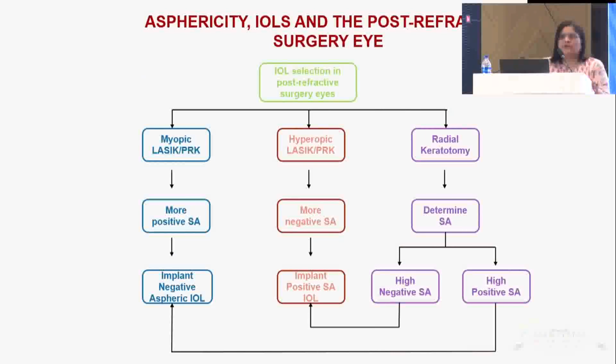This is the formula that we have been using for IOL selection in post-refractive eyes. We have the myopic LASIK if it was there, and if you have more positive SA, you would like to implant a negative spherical aberration IOL. And if it was a more negative SA in hyperopic LASIK, implant a positive spherical aberration IOL. And if radial keratotomy is present, then determine what kind of SA is present and accordingly implant the IOLs.